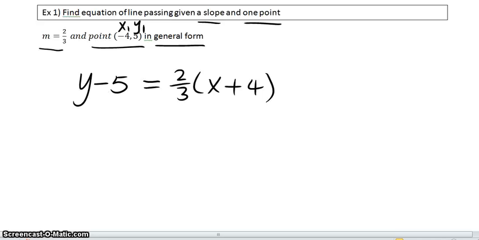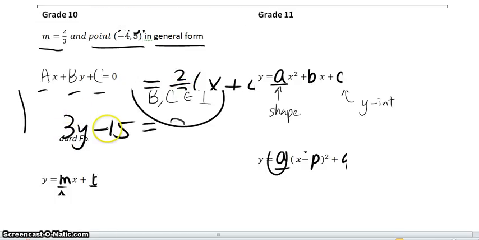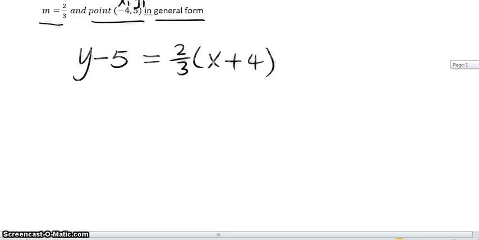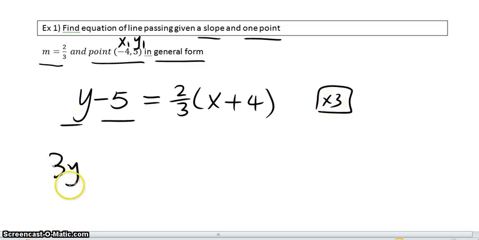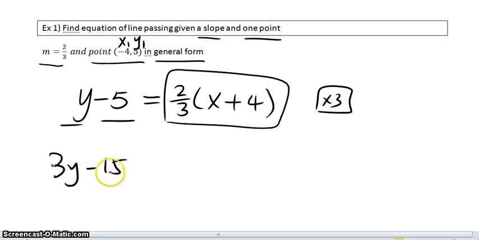All right, now I change it to general form. To change it to the general form, first I can get rid of this 3, so multiply everything by 3. That's one way, there's another way to do it too. Okay, so there are two terms here, so each one multiplied by 3. This is just one big term. You multiply by 3, the 3 and 3 cancel out. So you have that.